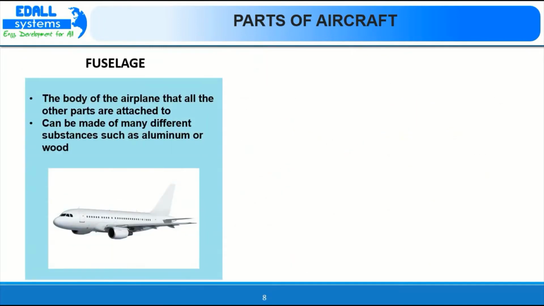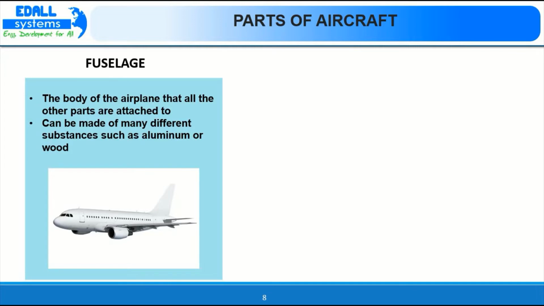So let's start with the fuselage. The fuselage is the body of the airplane to which all the parts are attached. The main body to which the wings, the engine, the landing gear, the tail, the empennage, everything is attached is called the fuselage, and it can be made of many different materials such as aluminium or wood.